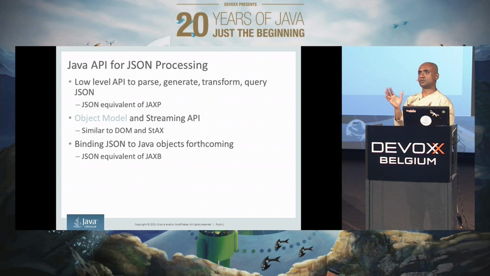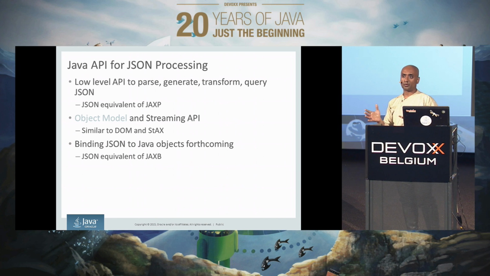Okay, any other questions on WebSocket? No? All right, moving forward. So let's now move into the bit of code that I didn't show you, and that is the Java API for JSON processing. So what is this all about?